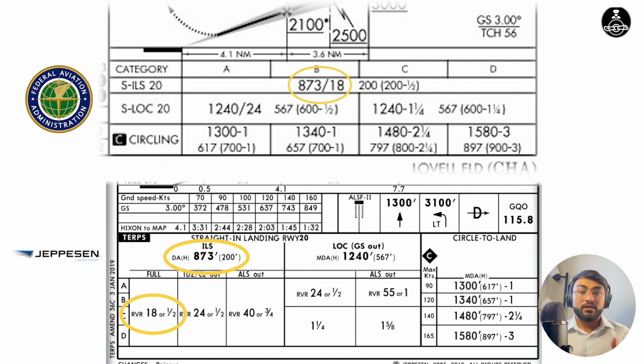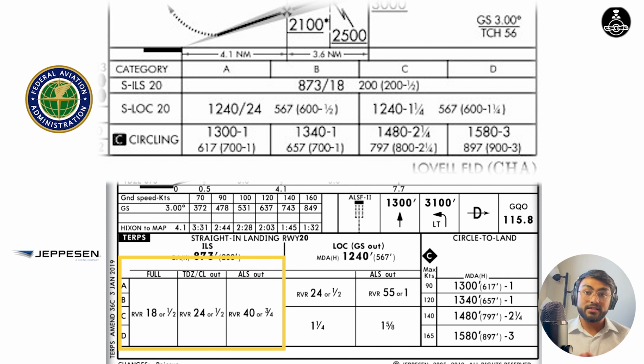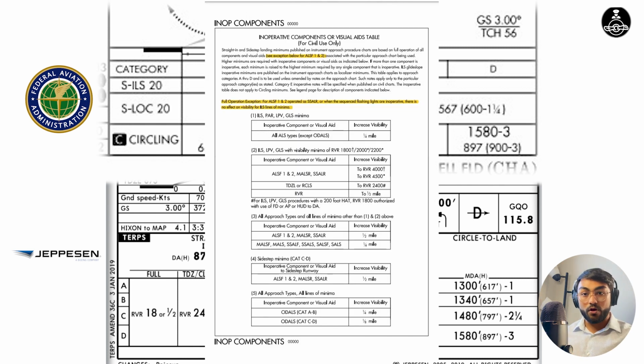If there is any malfunction, if the approach light system is not working, the altimeter settings are not working, then you have to change the minimums accordingly. Jeppesen makes it easier. As you can see on the chart, they already give you the different minimums based on different things that are inoperative, and instead of going to the inoperative table and making the changes, you have it right in front of you. If you're using an FAA approach plate, then you would have to actually go and look into the inoperative components table and then change the minimums accordingly.